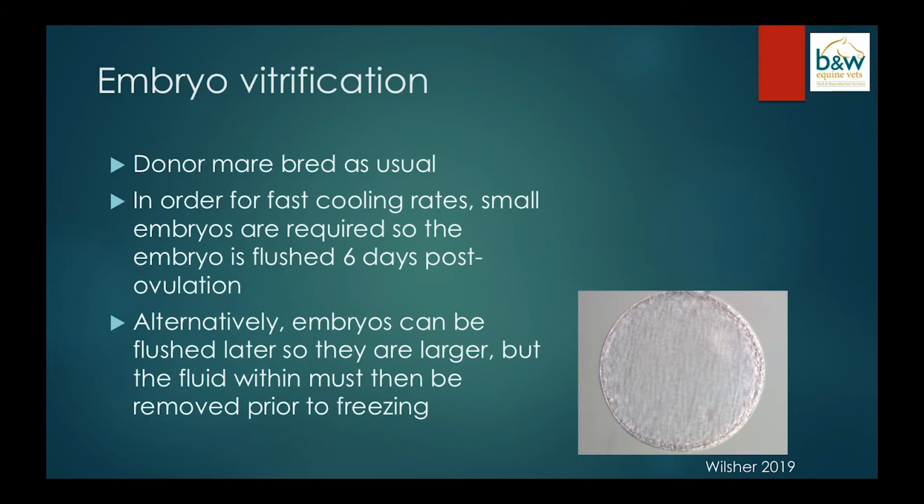So the process of embryo vitrification: the donor mare is bred as usual, again using either fresh, chilled or frozen semen, and then that donor mare is flushed at exactly 6 days post ovulation, and that's really important because a really small embryo is needed for fast cooling rates and high success rates. So we need to know exactly when she ovulates and make sure that she's flushed at 6 days rather than the normal 7 or 8 days post ovulation. Alternatively, larger embryos can be flushed later with decent success rates, but the fluid within the embryo needs to be removed before freezing, and that requires different equipment and more manipulation of that embryo. And so it isn't straightforward, but as long as a small embryo at 6 days is flushed, then the success rates for vitrification are high.